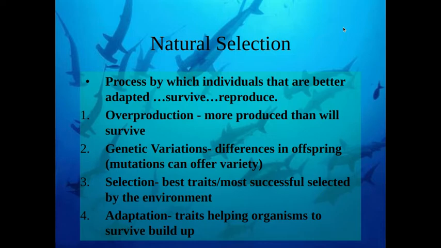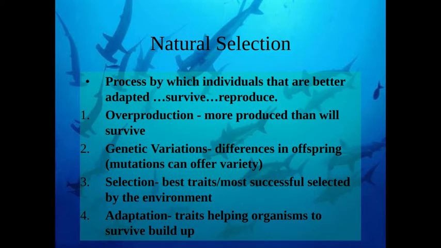Natural selection and then evolution is how we would talk about that. Okay, so when we're looking at natural selection, this is the process by which individuals that are better adapted survive and then reproduce. When you reproduce, you're passing your genes on to the next generation. The best of the best go on to the next generation.